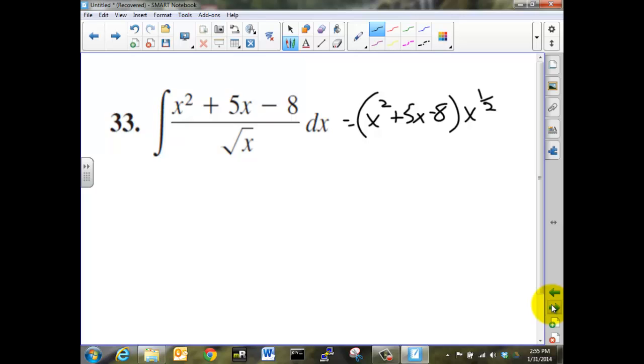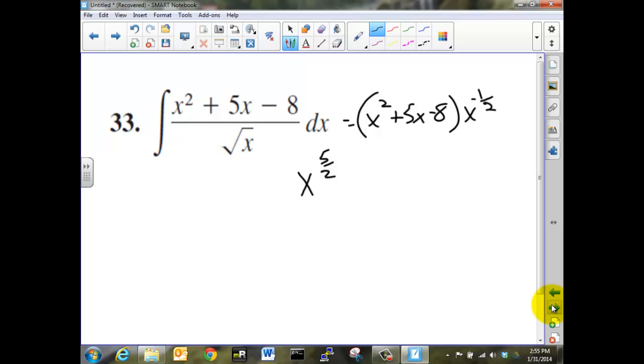When the engineer brings you a problem to solve, he's not going to say, now you use u substitution to solve this. You have to be intelligent enough to figure out which one you use. So we're just going to distribute this through, and we get x to the 5 halves.